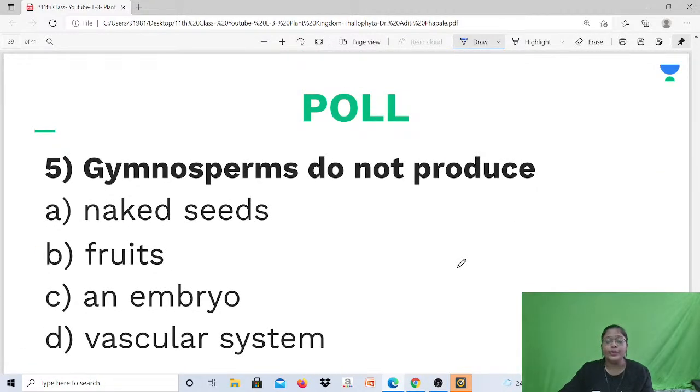Next, gymnosperms do not produce dash: naked seeds, roots, an embryo or vascular system. Gymnosperms do not produce, the answer is fruits. Right? Gymnosperms have no flowers. They are non-flowering plants. So no flowers and therefore no fruits. If there are flowers, only then there will be fruits. If there are no flowers, there are no fruits either. Okay? Therefore here the answer is fruits.